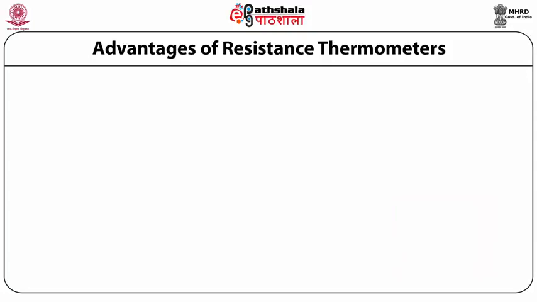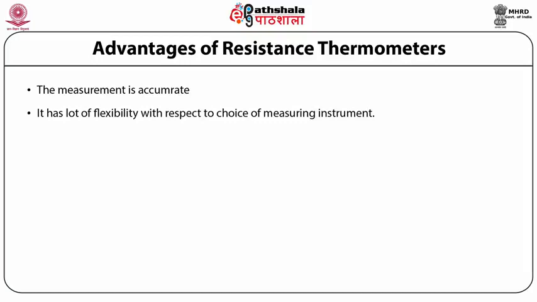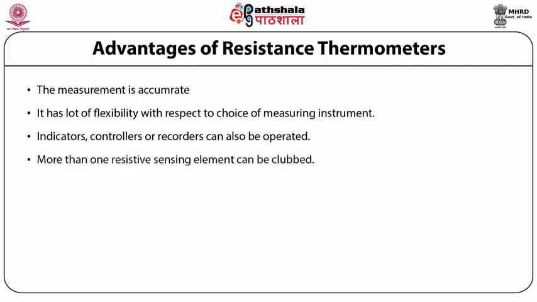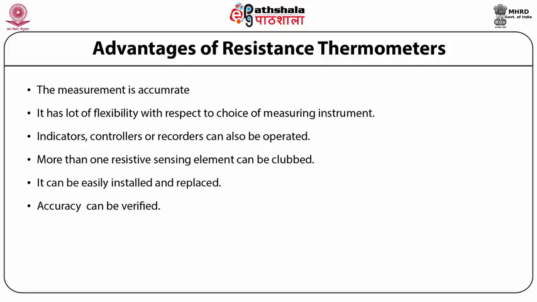Let us now discuss the advantages of the resistance thermometer. The measurement is accurate, and it has a lot of flexibility with respect to the choice of measuring instrument. Indicators, controllers or recorders can also be operated. More than one resistive sensing element can be clubbed. It can be easily installed and replaced. Accuracy can be verified. Limits of errors are less. It has a stable performance.